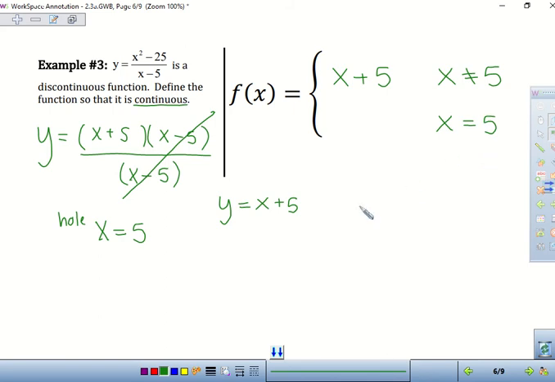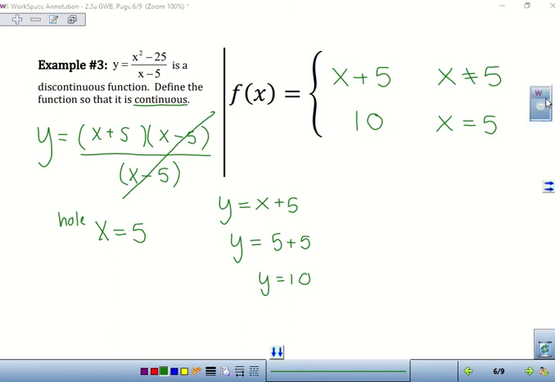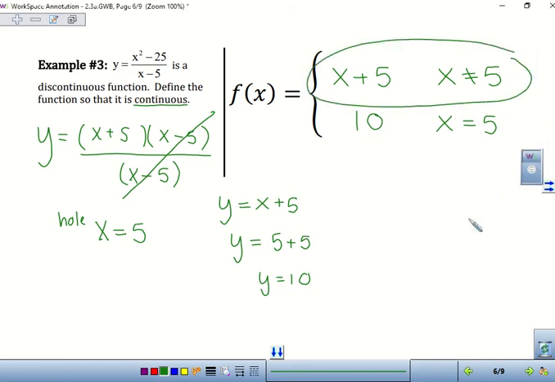So in order to figure that out, we're going to take our function and plug the hole into the function. And that gives us what? 10. Good. So what that means is, if I were to graph just this portion of the function right here, I would have a hole at 5. But if I then graph this piece too, this is just a point, I now have filled that hole that the function originally had. Make sense? Okay.